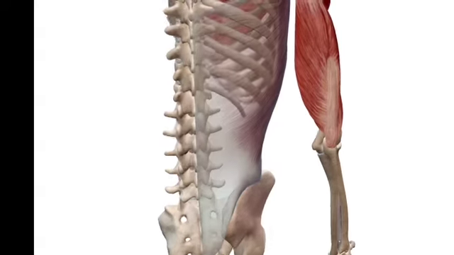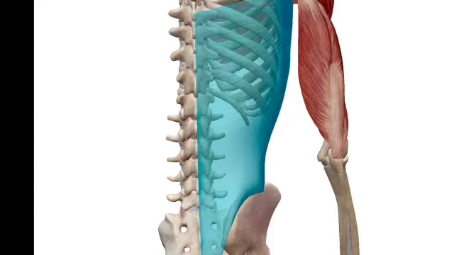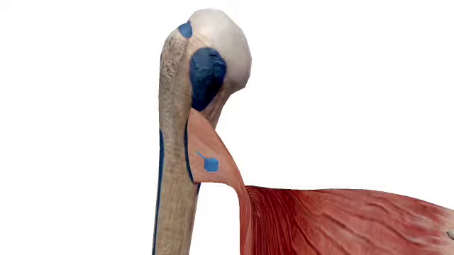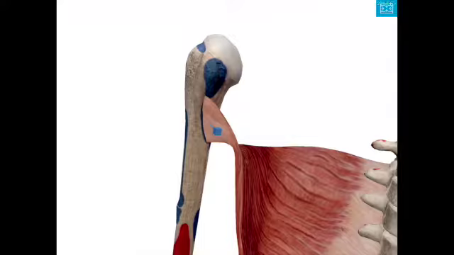It also originates from the external lip of the iliac crest, the 10th, 11th, and 12th ribs, and the inferior angle of the scapula. All the fibers coalesce into a tendon attached to the depth of the intertubercular sulcus and the crest of the lesser tuberosity.